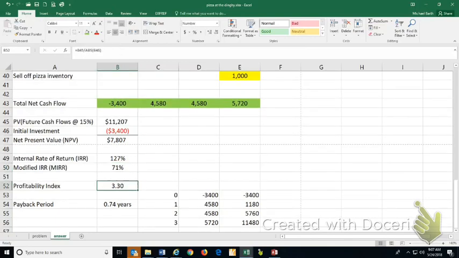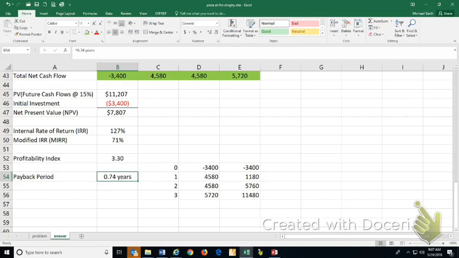So that's acceptable. It's a profitability index. It's bringing in $3.30 of present value cash flow for every dollar of initial investment, and that's pretty good. And it pays itself back within less than a year. So all in all, Tom's Pizza Oven has a positive net present value. Its IRR and MIRR are better than the cost of capital, the 15% cost of capital, a profitability index greater than 1, and it's got a very short payback period, so it's probably a very good idea for Tom to go out there and buy this pizza oven, assuming that all these cash flows turn out to be like he predicted.